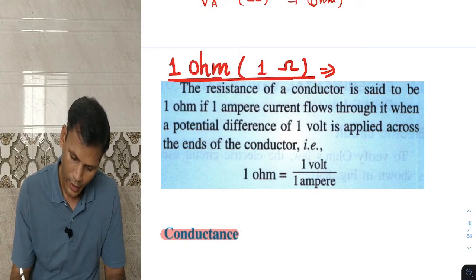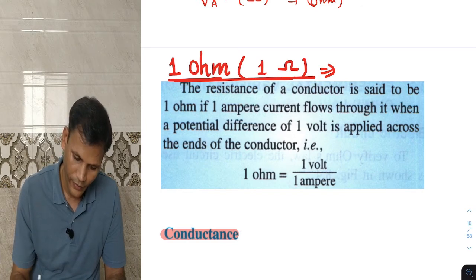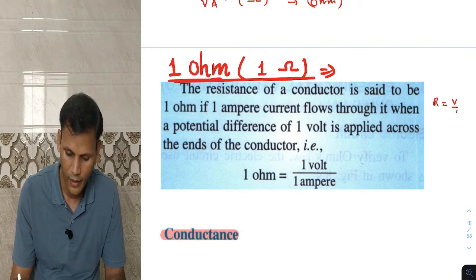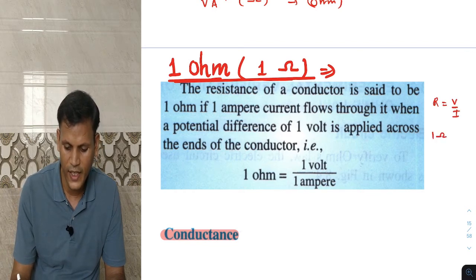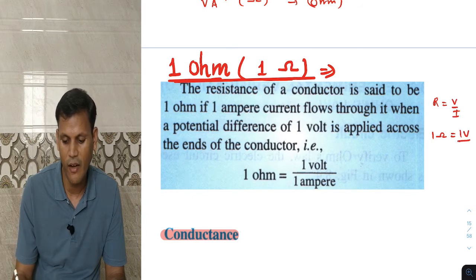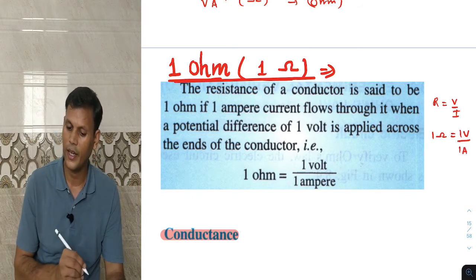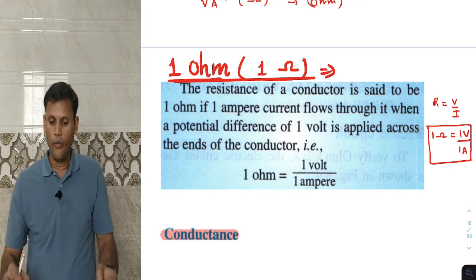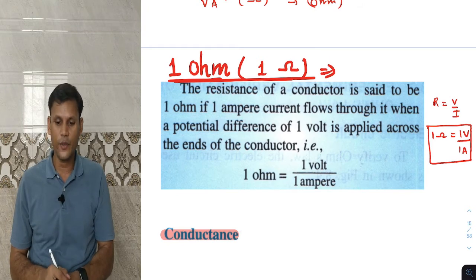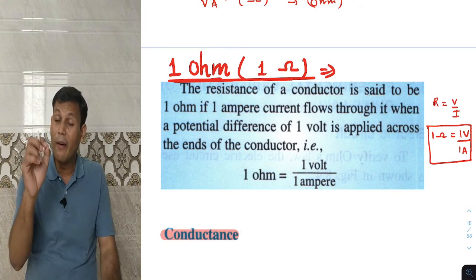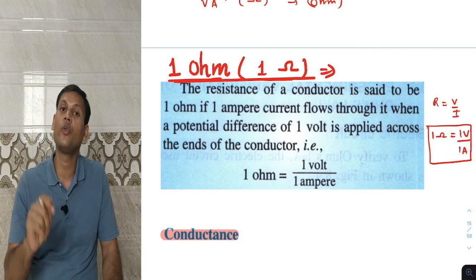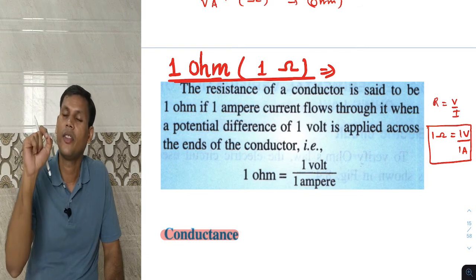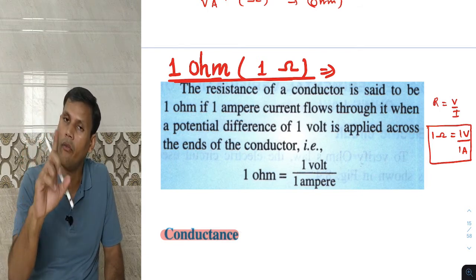Since R is equal to V by I, the resistance will be said to be 1 ohm if the potential difference is 1 volt and the current is 1 ampere. This part is sufficient to define it. The resistance will be said to be 1 ohm if 1 ampere of current is flowing through a conductor when that conductor has a potential difference of 1 volt.